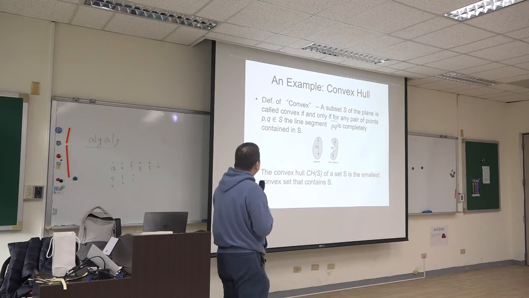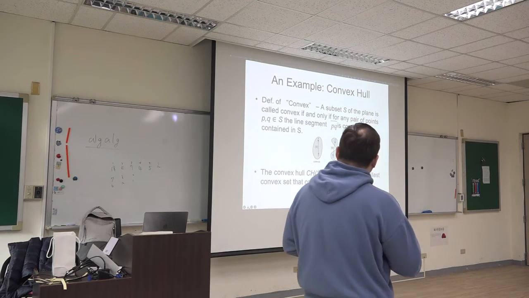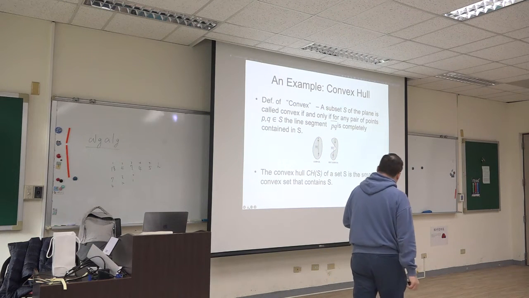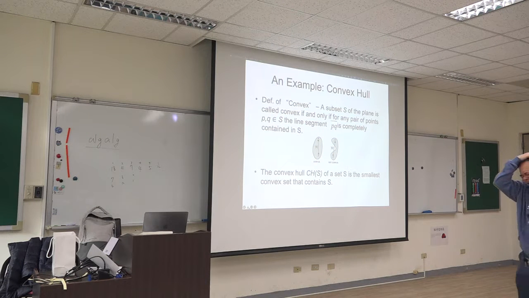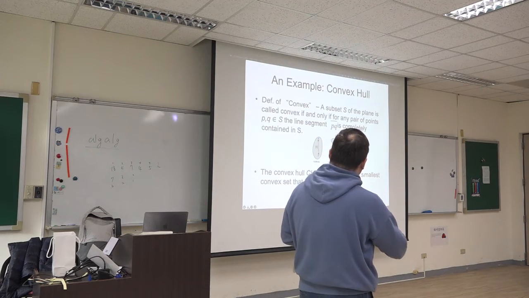As a starter, let's look at this particular example. This is convex hull. The convex hull itself is also one of the most important problems in computational geometry. To be honest, my PhD thesis has something to do with this, but it's not exactly convex hull. My thesis has something to do with alpha hull, which is a generalization of convex hull. Let me not talk too much about my thesis. Let's talk about the convex hull first.